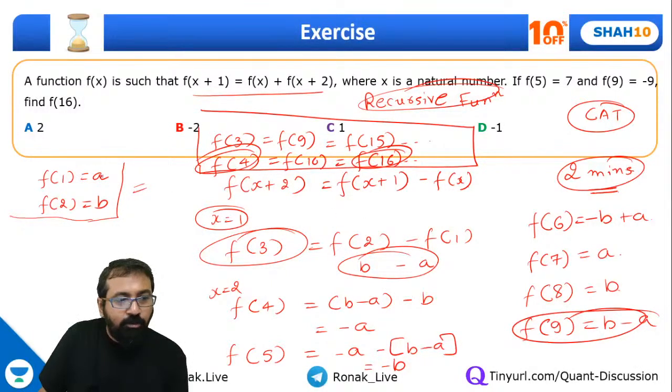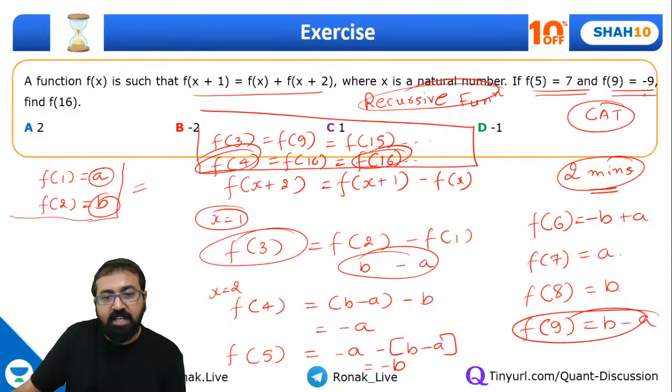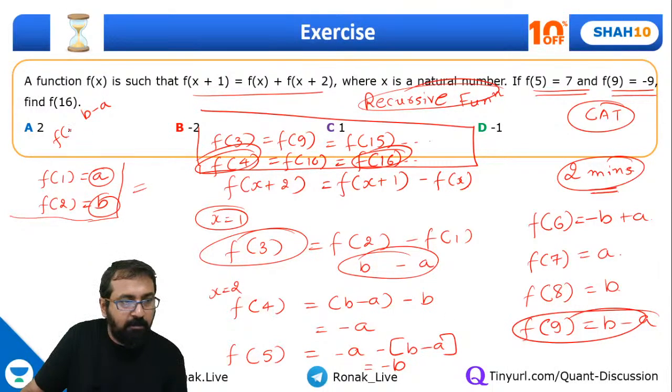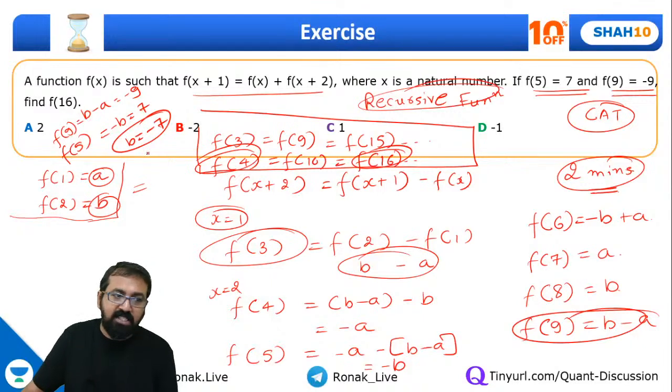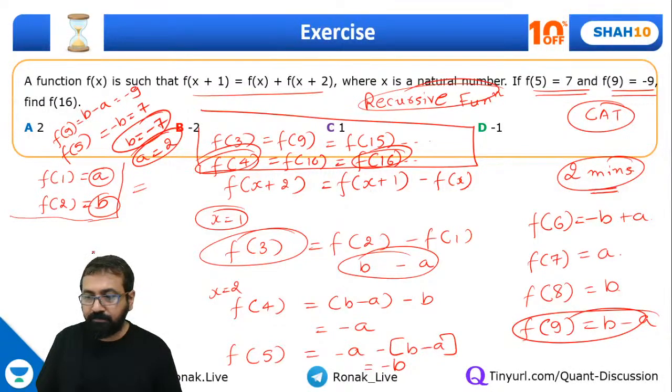Okay, now guys, can you tell me what is the value of a and what is the value of b? See, f of 5 is given as 7 and f of 9 is given as minus 9. So can I say f of 9 is equal to b minus a, which is equal to minus 9, and f of 5, what is f of 5 over here? Minus b, which is given as 7, so b equals minus 7. If b is minus 7 and b minus a is minus 9, what will be a over here? Can I say a should be 2? Everyone, have you understood this?